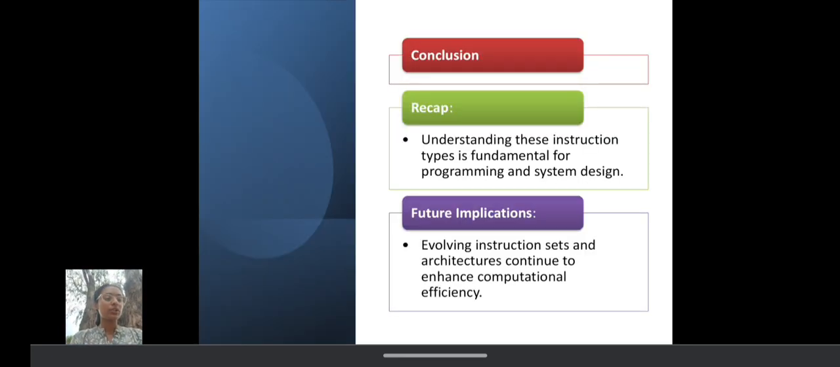And for the conclusion, the last part of this topic is the recap. Let us look into it. Understanding these instruction types is fundamental for programming and system design, and the future implications involving instruction sets and architectures continue to enhance computational efficiency.